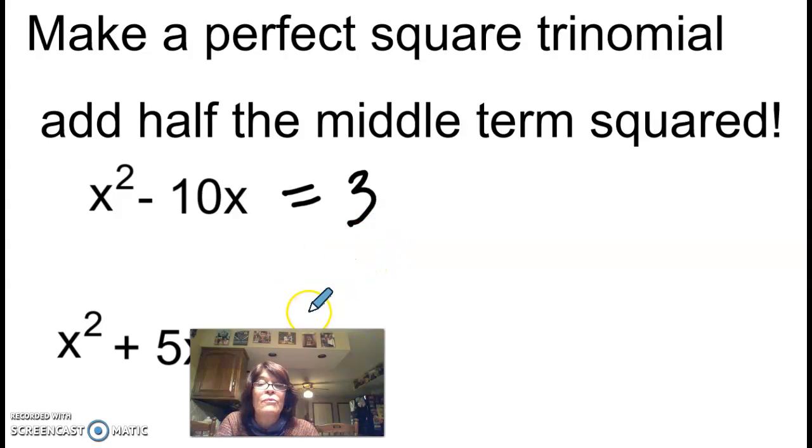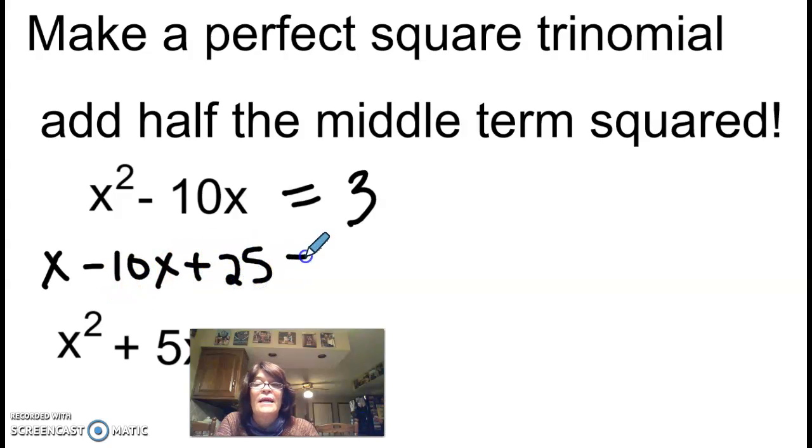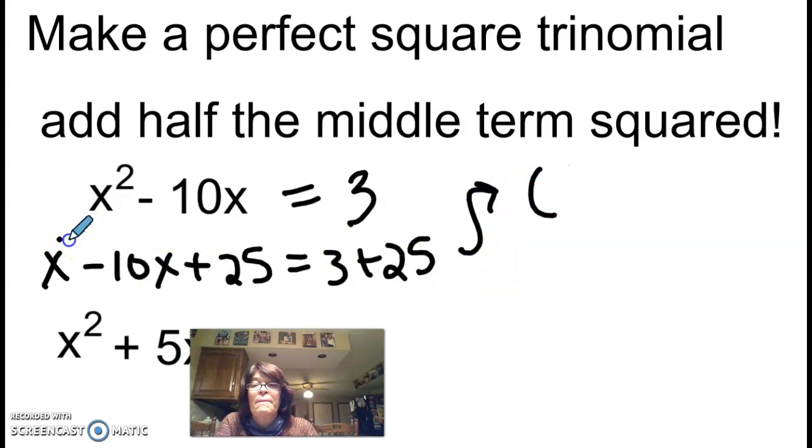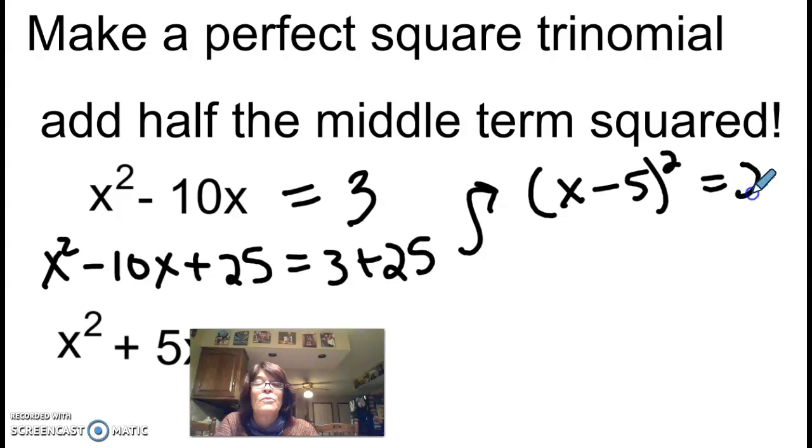If you want to use the square root property, you're going to have to make this a perfect square trinomial by taking half the middle term, half of 10 is 5, and squaring it and adding it to both sides. The reason we do that is so that then we can write x minus 5 squared equals 28. 25 plus 3.